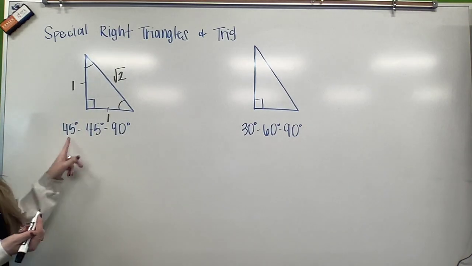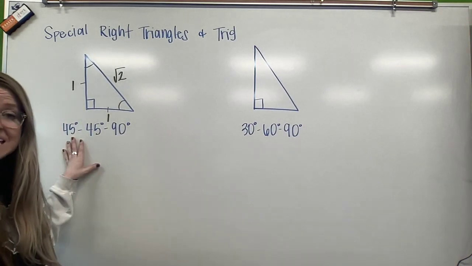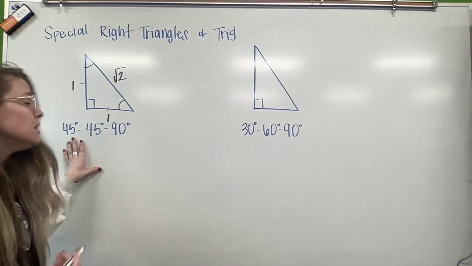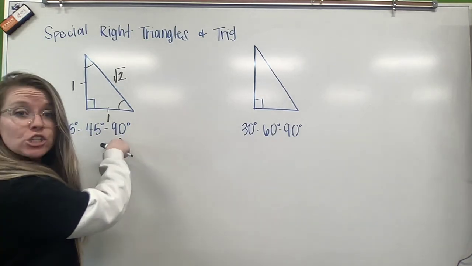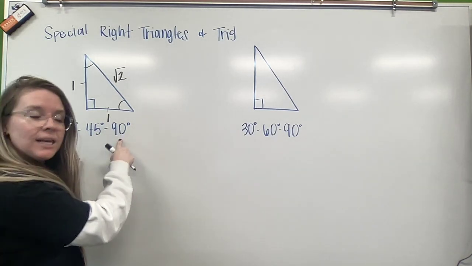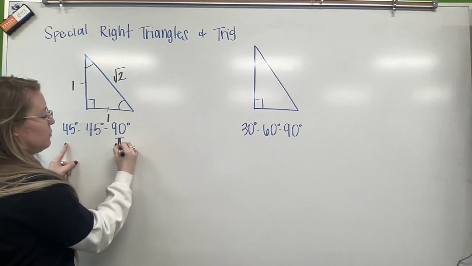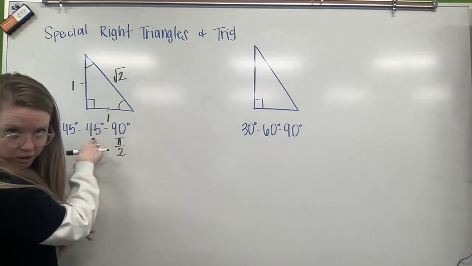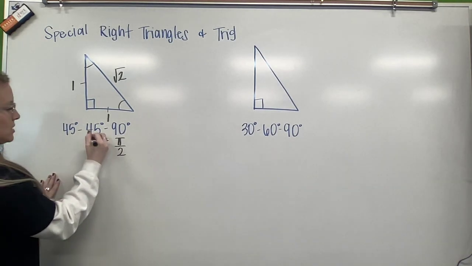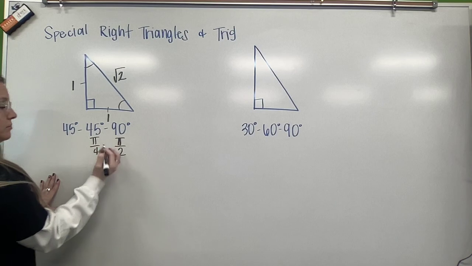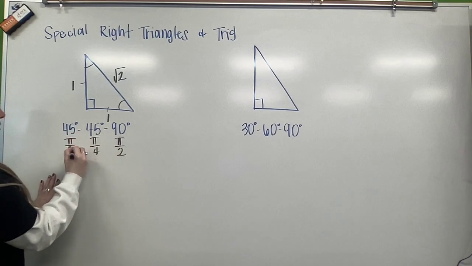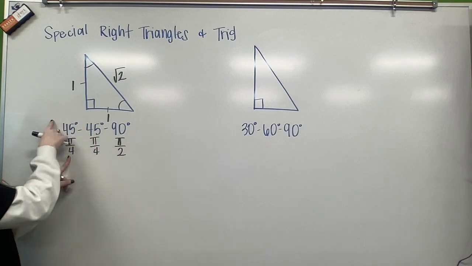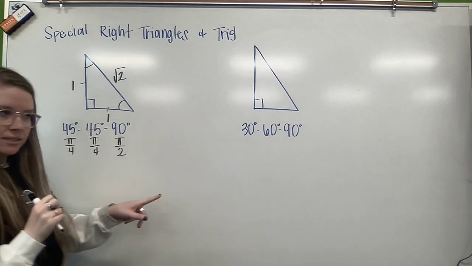And then I'm going to talk about these in terms of degrees and radians, because we're going to start using radians more often than degrees. So 90 degrees, there are 2 of those per 180, so this is half of pi. 45, there are 4 of those every 180 degrees, so this is pi over 4. Okay? So pi over 4, pi over 4, pi over 2, that's our 45, 45, 90 in radians.